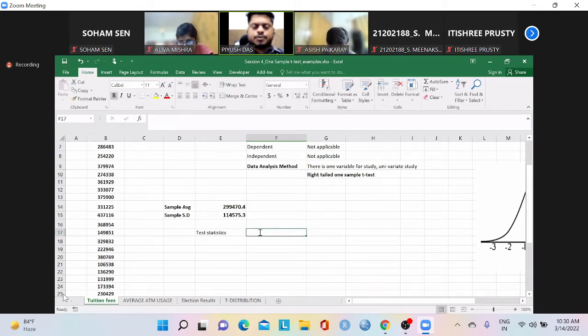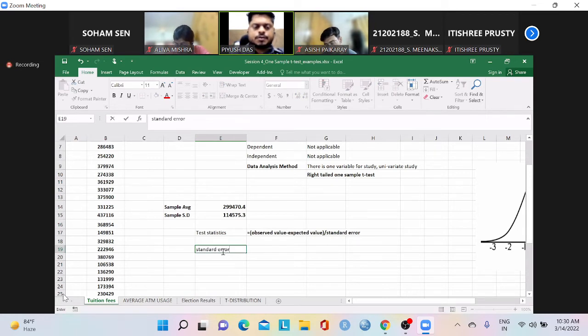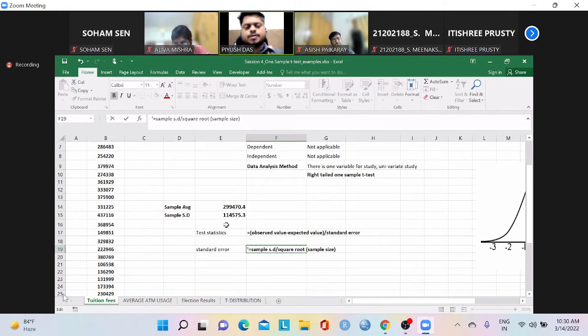Test statistics is nothing but your observed value minus expected value, divided by standard error. Okay. So the formula of standard error is sample standard deviation divided by the square root of sample size. So this is actually our first step. We are calculating something called test statistics.